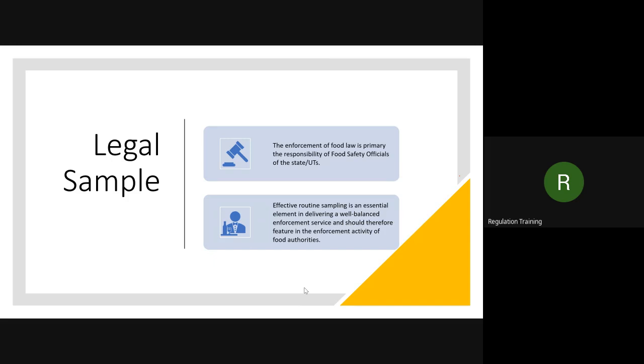So effective routine sampling is essential. Routine means frequent sampling should be there. Nowadays the district magistrate or the designated officer gives them a target: every month you have to collect 300 samples or 400 samples. So this is a routine activity for them. Sometimes they will go to X plant, Y plant, Z plant and continuously collect samples, so that enforcement pressure is maintained in the market.